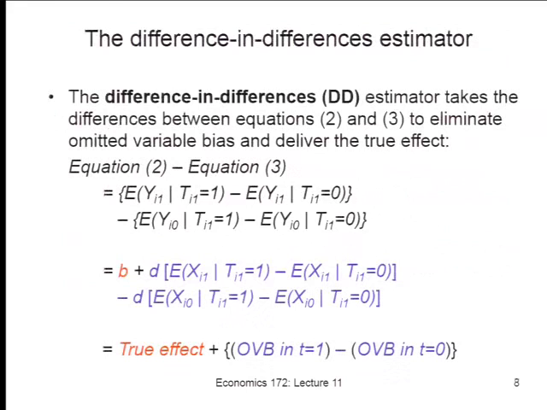So this is the regression equation. I think we were just ending up on this slide last time. The difference in differences equation takes the difference between the 2 groups, the treated and untreated, in period 1 versus period 0. And when you go through the algebra, you come up with the true effect of interest, B, plus the difference in omitted variable bias between the 2 periods.